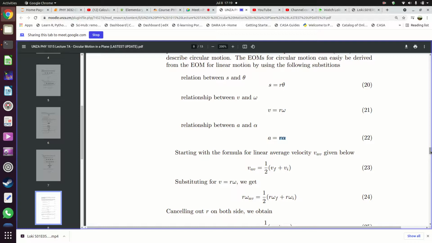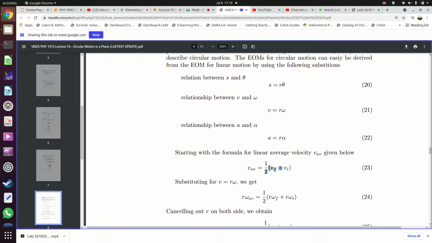So apart from these relationships, there are also other relationships which we can come up with. For example, we have the relationship for average velocity. We know that we can work out the average velocity. V is the velocity, then AV is the average. This is equal to half the final velocity plus the initial velocity. We can get our average velocity like this.